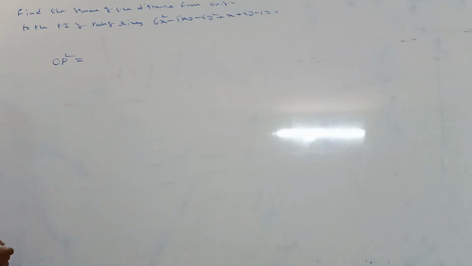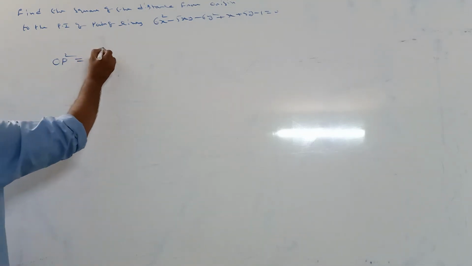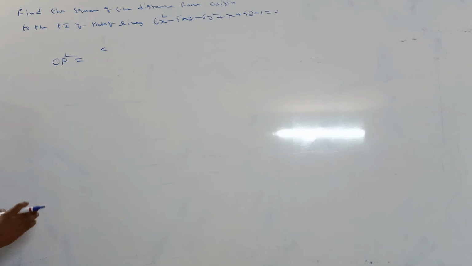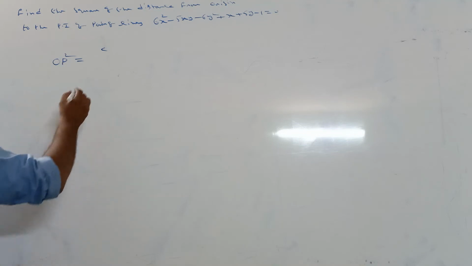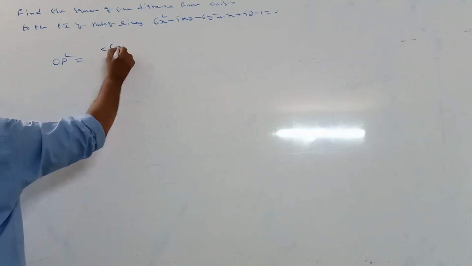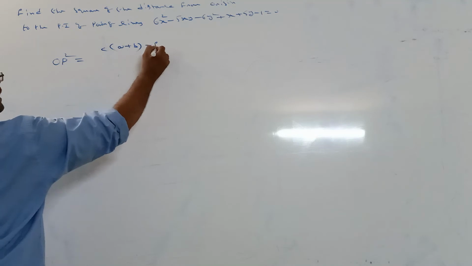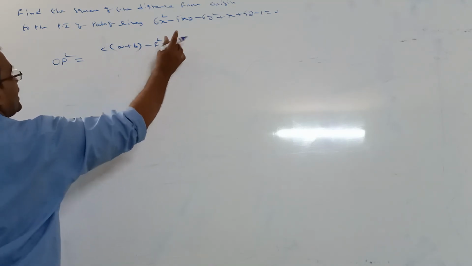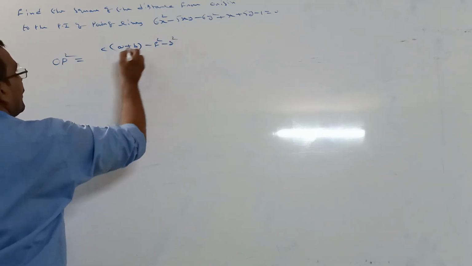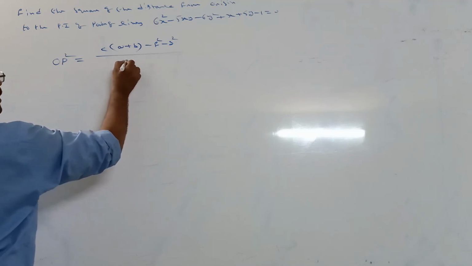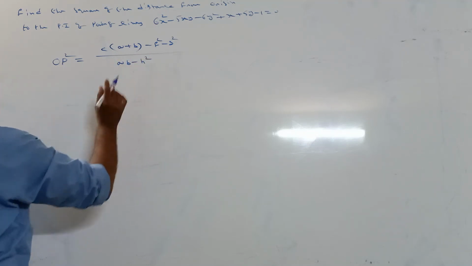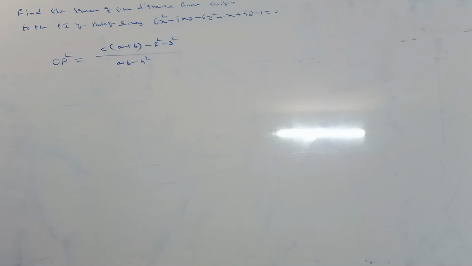They are asking for OP square. We have one formula for the square of the distance from origin to the point of intersection of any pair of lines: (c(a + b) − f² − g²)/(ab − h²). This is the formula.